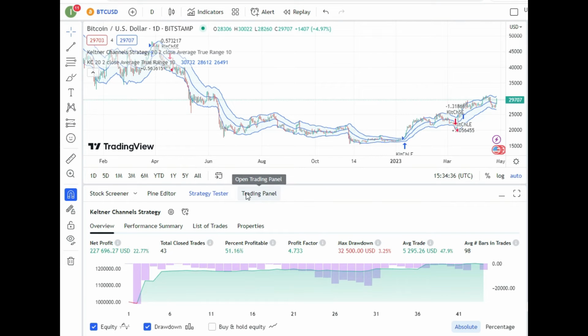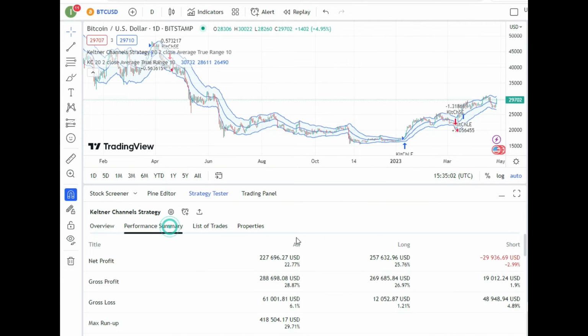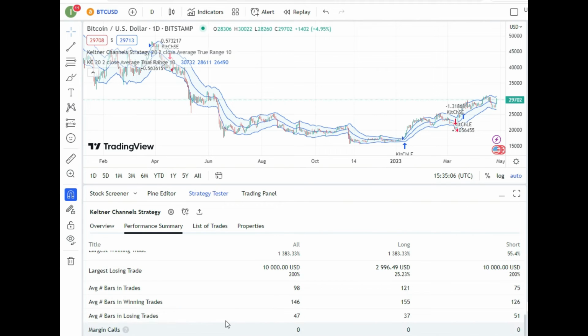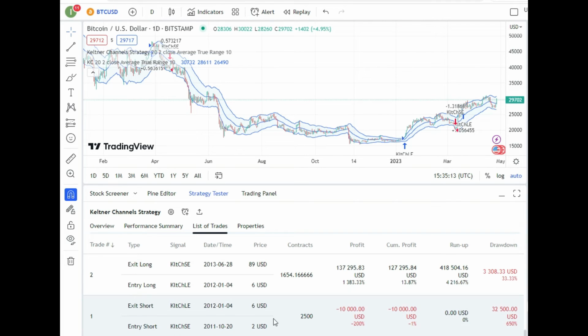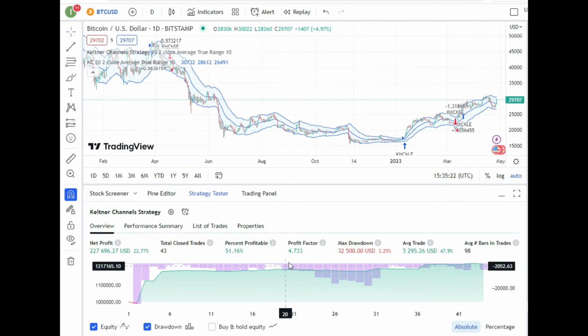So when we test for the last 12 years, you can see the profit factor is a fabulous 4.73. So the biggest profit factor on daily chart for Keltner Channel, we have in cryptocurrencies such as Bitcoin. It's remarkable for such an easy strategy. And just to check, as you can see in the list of trades, this strategy started from 2012. So for an 11 year time span, we have this kind of results.